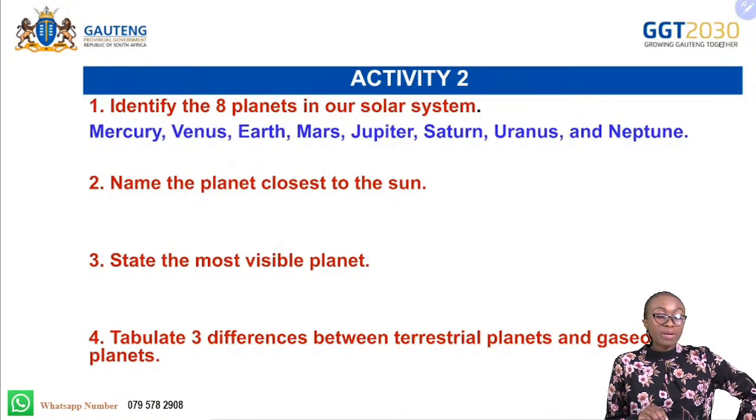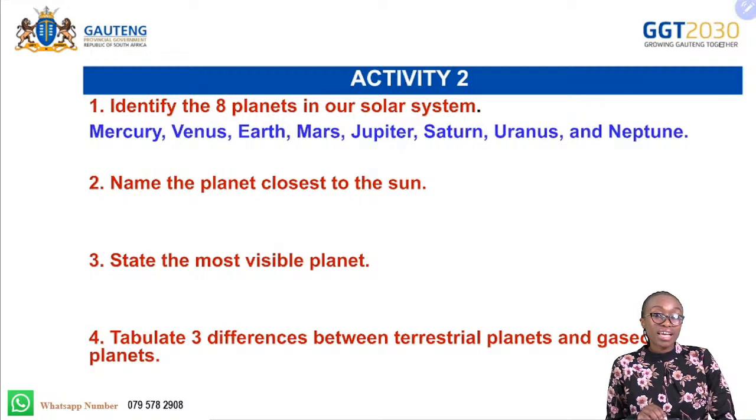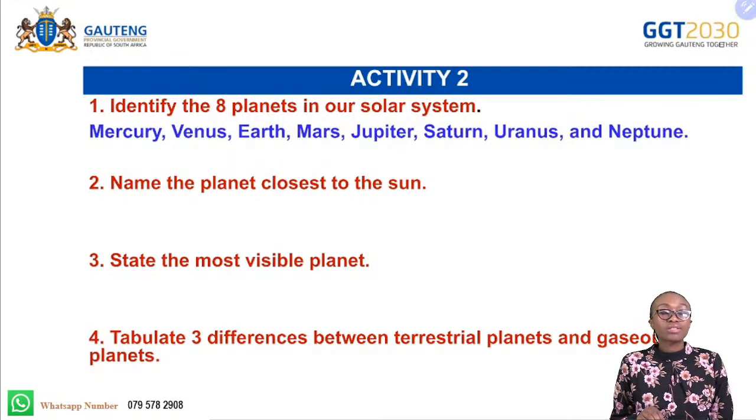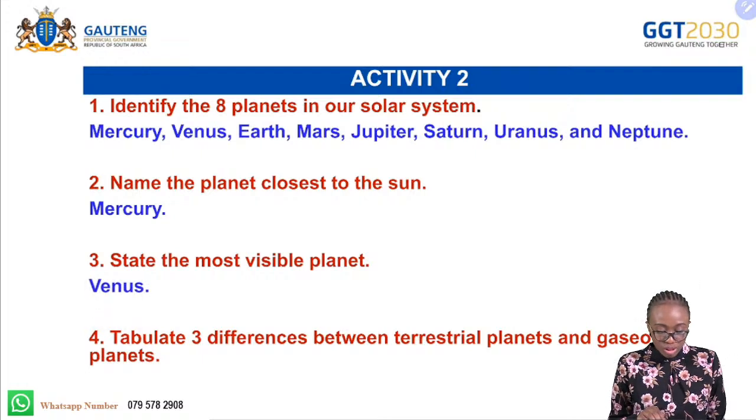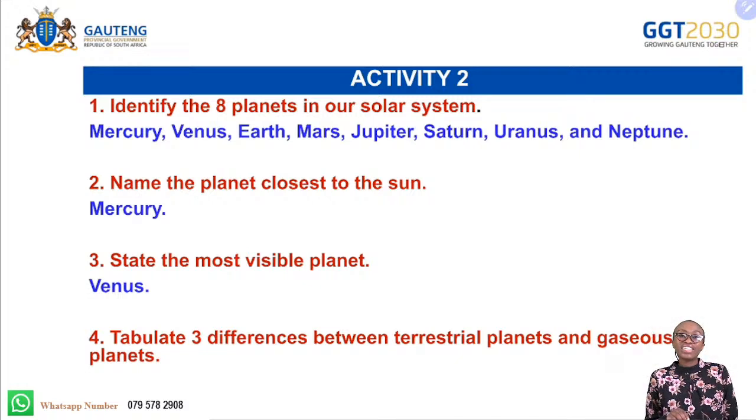And then name the planet that is closest to the sun. So from these 8 planets, which one is closest to the sun? It is Mercury. Mercury is the closest planet to the sun. And then state the most visible planet. The most visible planet is Venus.